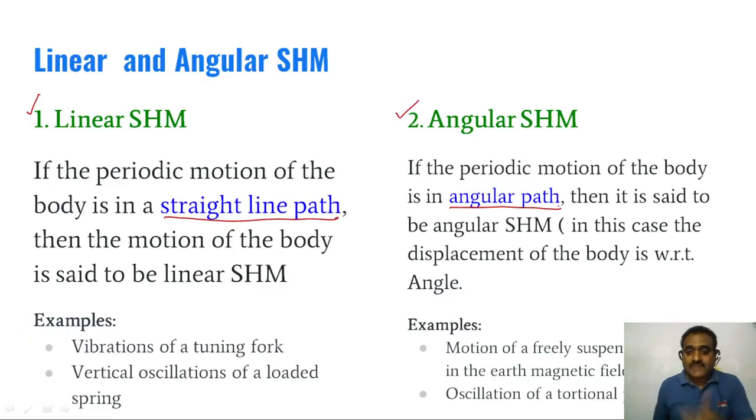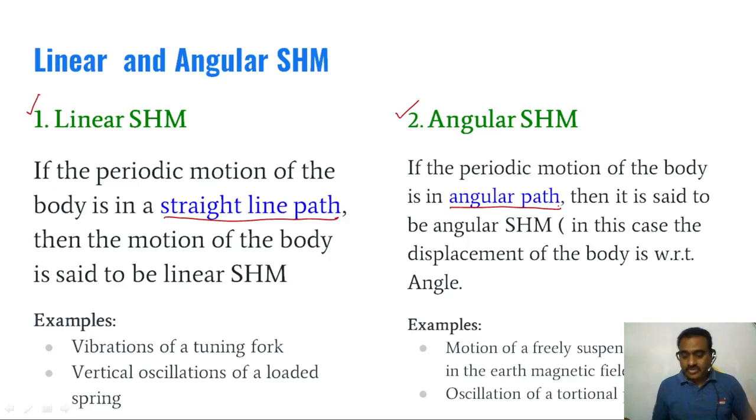What are the examples of angular simple harmonic motion? You can observe two examples. Motion of a freely suspended magnet in the earth's magnetic field. Another one, oscillation of a torsional pendulum.